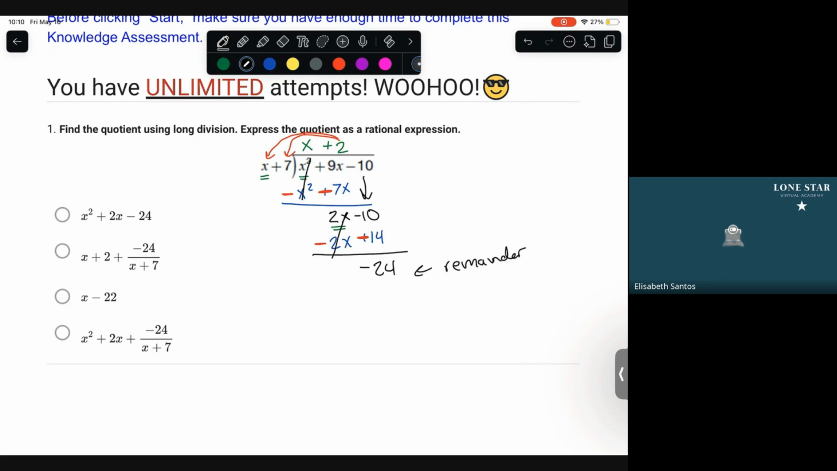And so the way we write our answer is we have the x plus 2. And our remainder is 24. And since we're dividing by x plus 7, we're going to write that here. And since that was a negative, we can make that as a minus 24. Or you can write it like how they have it here.